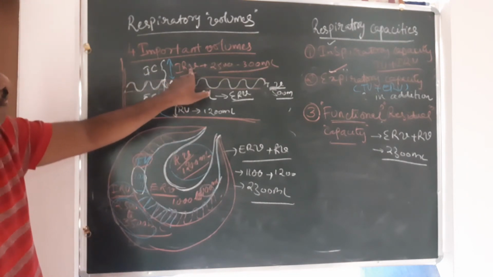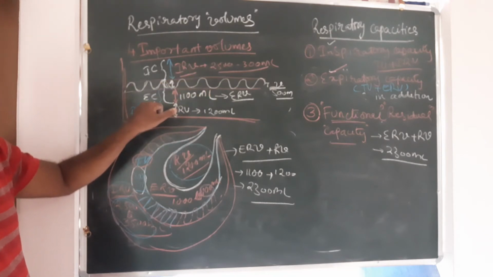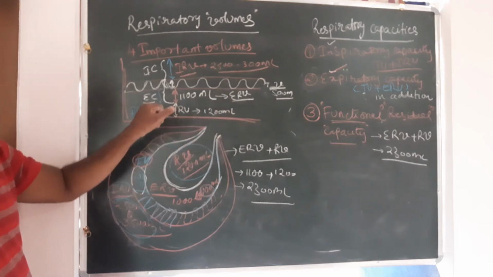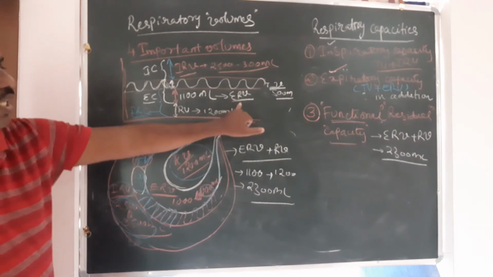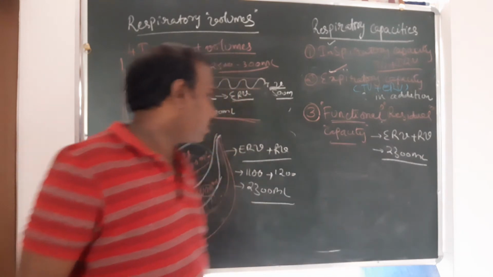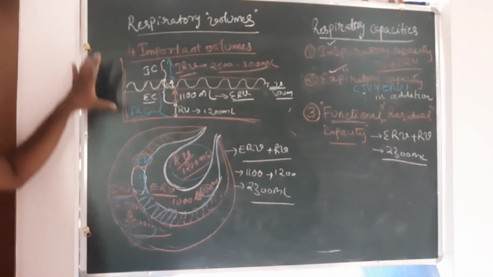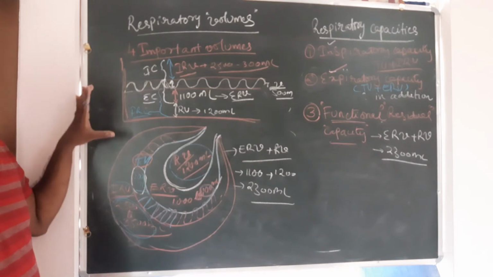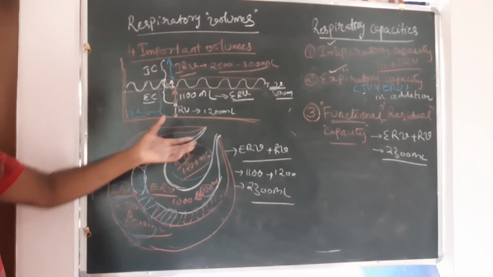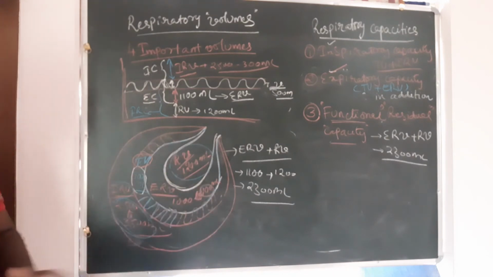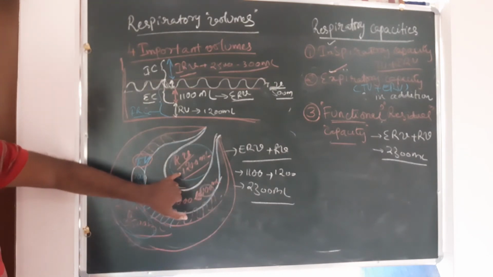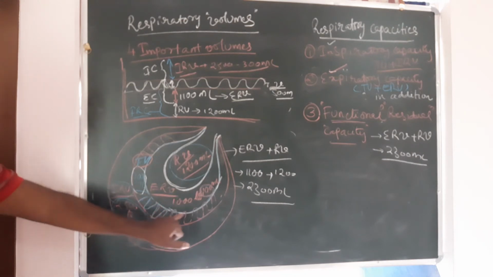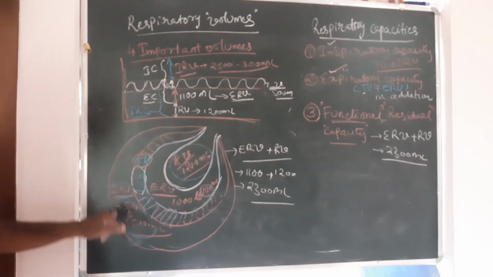IC is tidal volume plus inspiratory reserve volume. Expiratory capacity is tidal volume plus expiratory reserve volume. Functional residual capacity is RV plus ERV. If you remember this, the volumes and capacities will become much easier for you. It is very confusing, but just equate this with a balloon: the amount of volume that is always present in the lungs, how much you can expire, and what is the tidal volume that is always happening.